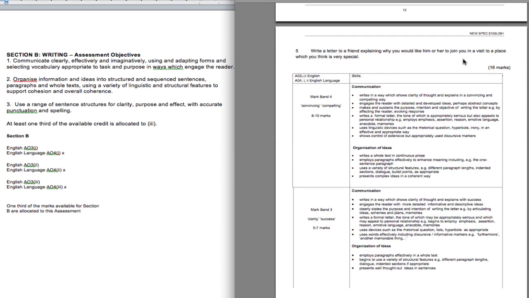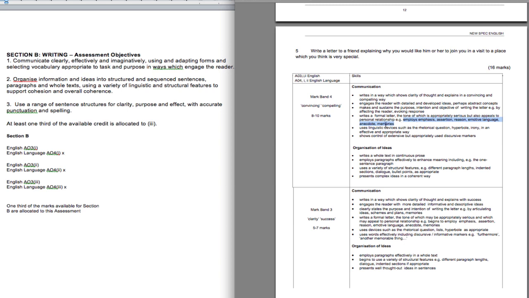So if we look back up at the rest of the points where we'll get marked, obviously organizing your ideas, etc., would be, you show clarity throughout, you engage the reader, you sustain the purpose and intention of the letter. So obviously you have to have the letter, and again you want to show these are ways that you're affecting the reader. You've written a formal letter, and the tone is appropriately serious, but shows segments of a personal relationship. You employ emphasis, assertion, reason, emotive language. So you do all these different kinds of things, or any one of them, to actually show that this is actually a friend.